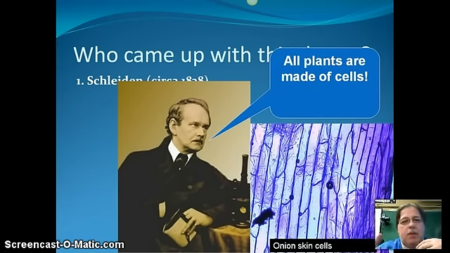Who came up with all these? The first one was the guy named Schleiden. He said all plants are made up of cells. He was a botanist. He looked at all plants and he kept on saying, wait a minute, the only thing I can really pinpoint about all these plants is they're all made up of these little walls right here. So he says they're all made up of cells.